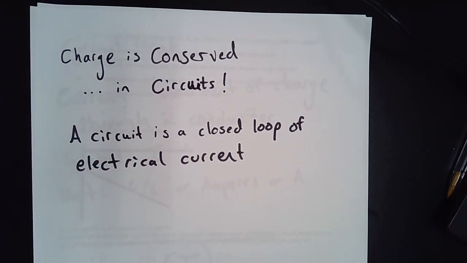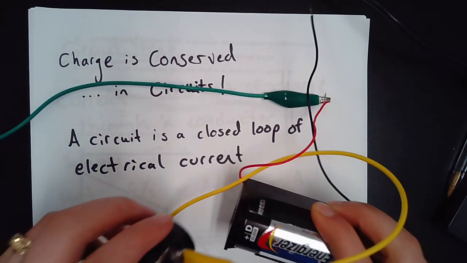In our video for today, we're going to be looking at a specific example of where charge is conserved and essentially moving into our next topic, which is circuits. A circuit is defined as a closed loop of electrical current. And so here's an example of a circuit.